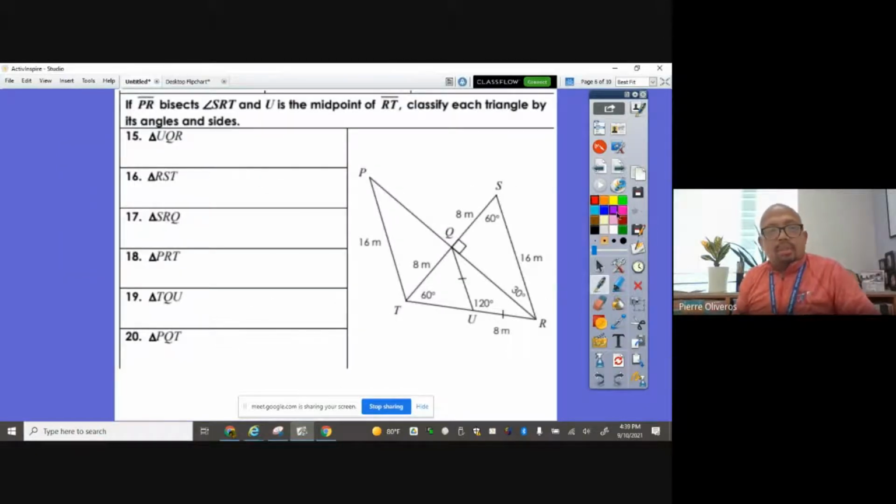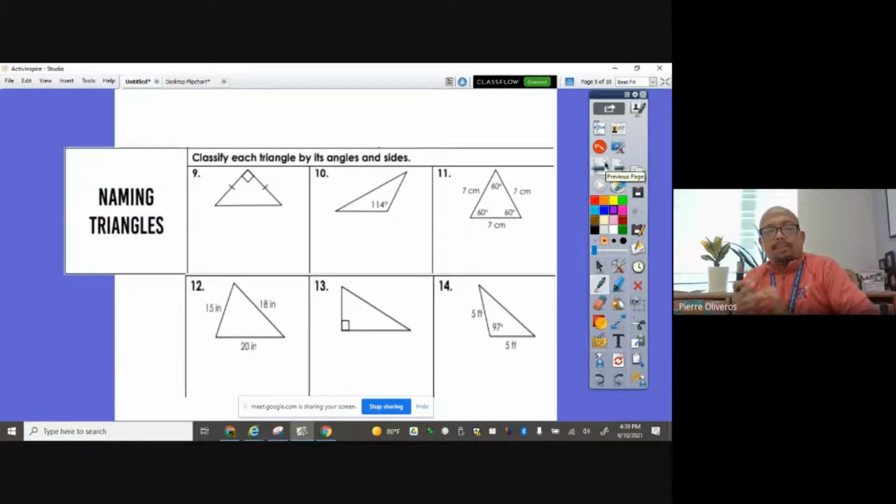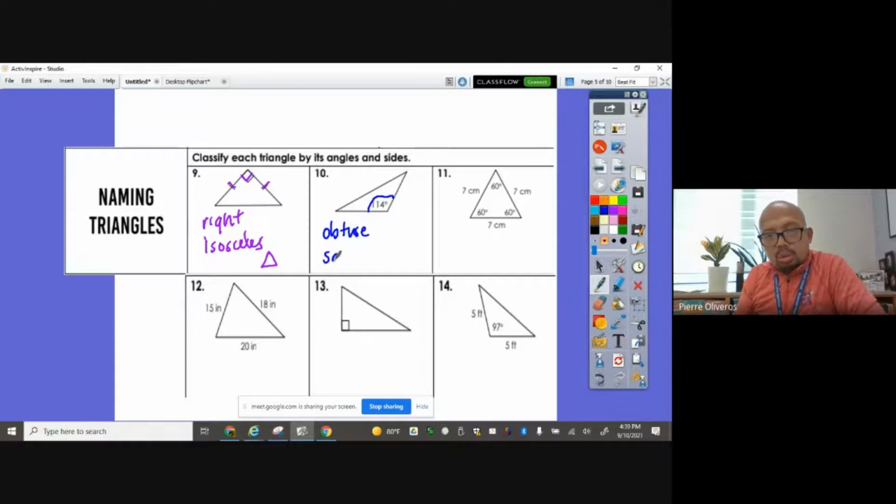Let's try this example here. Classify each triangle by its angle and side. So here I have by angle, I know I have a right and isosceles triangle. I know I have a 114 here, so that's obtuse. I do not know if any of the sides are equal, so I know this is an obtuse scalene triangle.